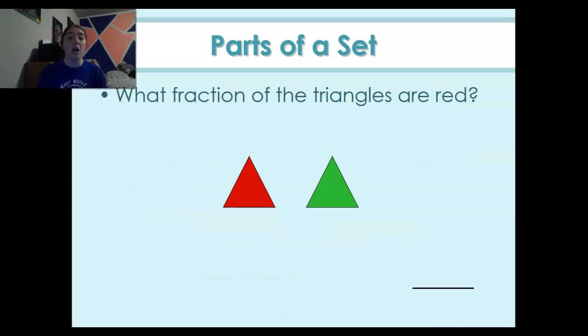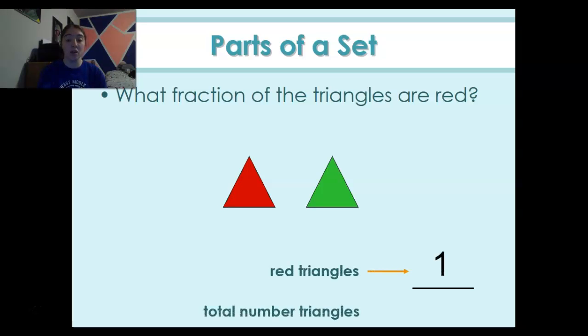Let's look at more. What fraction of the triangles are red? Well, remember, the bottom, the denominator, is going to be the whole amount of triangles. So we have 2 triangles, so the denominator would be 2. And we only have 1 red triangle, so it would be 1 on the numerator. So we would say that we have 1/2 red triangles.